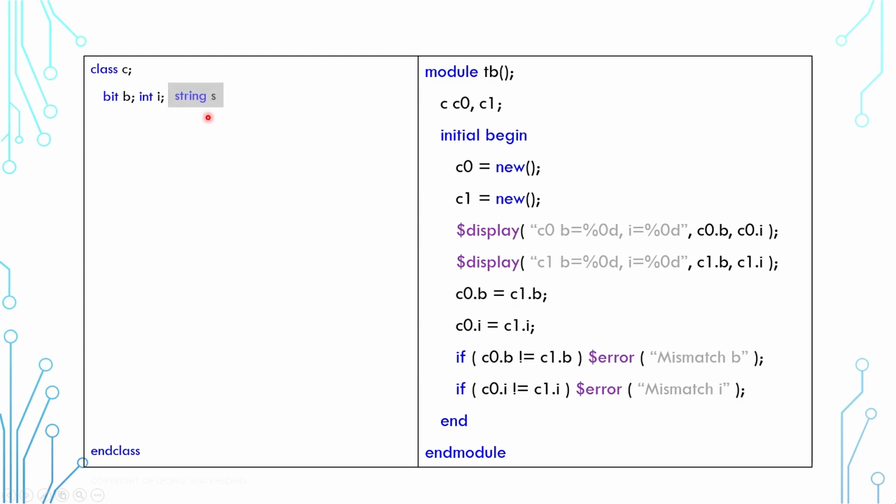For example, if we add a new string s into the class, then we need to update all this code to include that string as well. And the same goes if we add a new class handle here, we will need to repeat all this code for that particular handle.